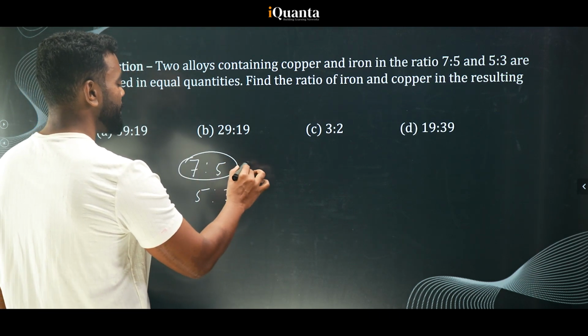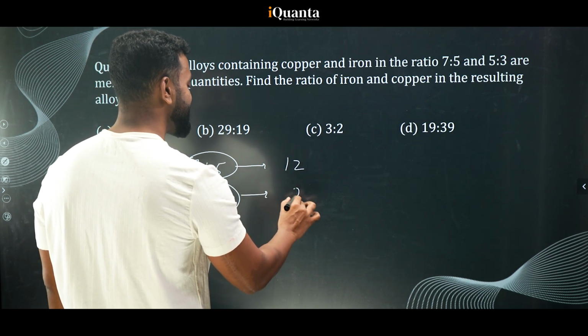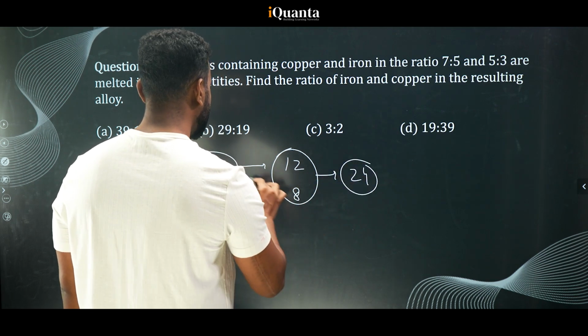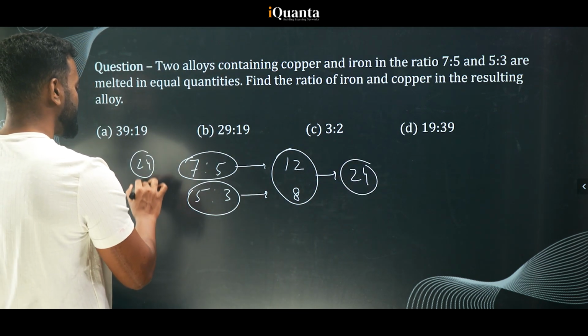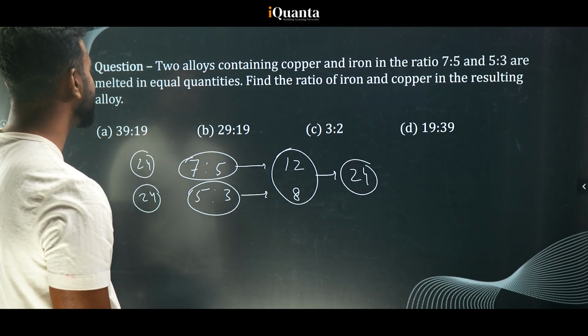So in case of 7:5, the total is 12, and what is the sum of 5 and 3? The total is 8. Now take the LCM of it. What is the LCM? That is 24. So I'm taking this as 24 units and this is also 24 units, right? So in the 24, find the iron and copper in the resulting alloy.